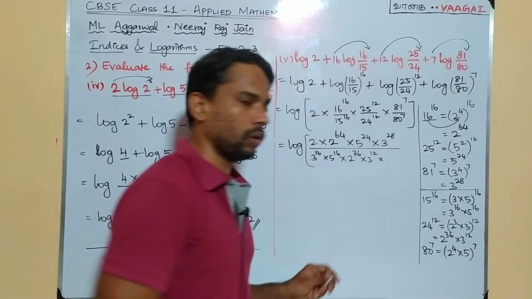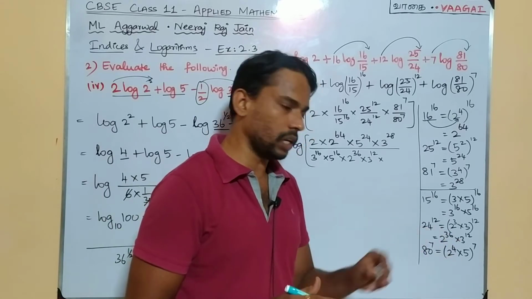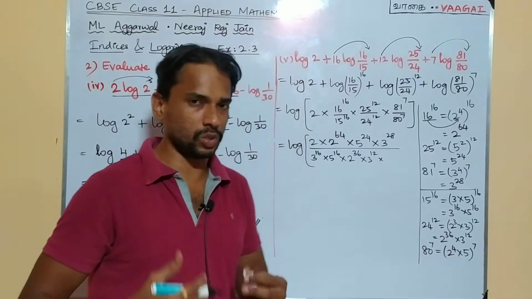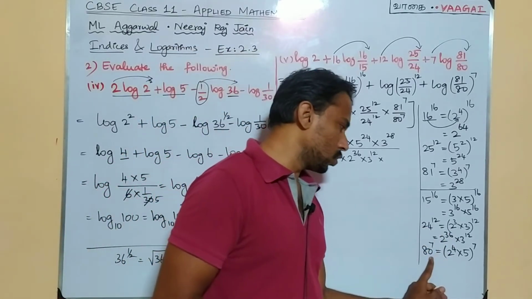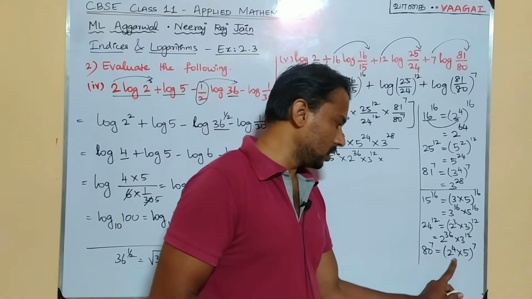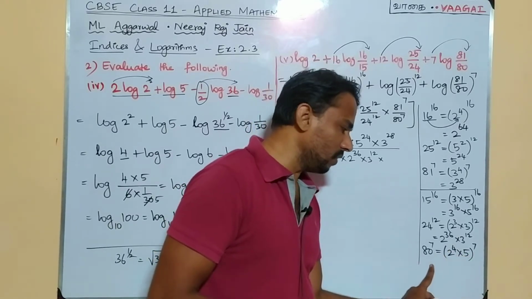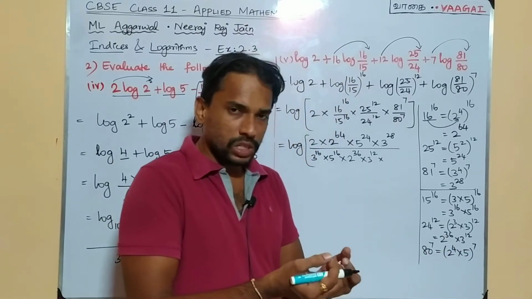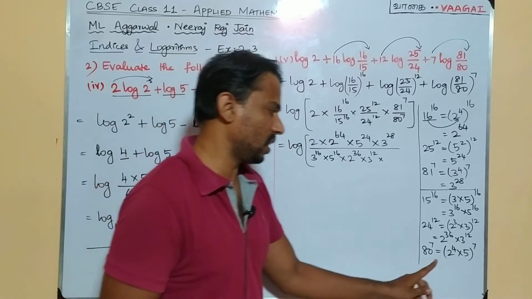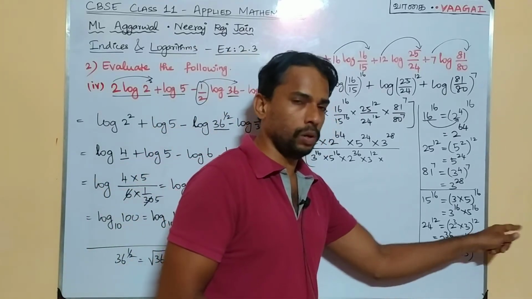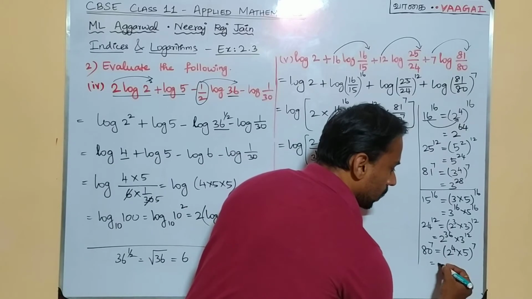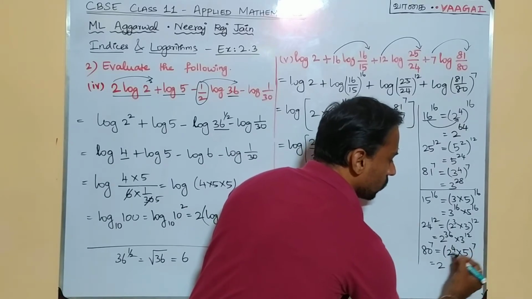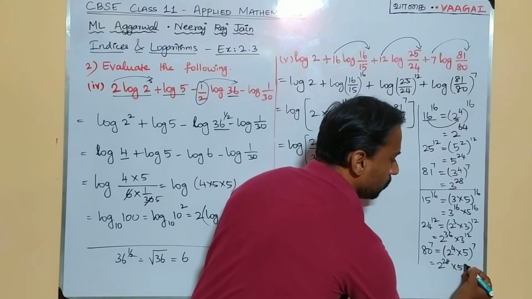Be careful in understanding that. That's the reason I'm doing the calculations, the steps, very slowly. So 80 can be written as 2 power 4 into 5, because this is 16 into 5. 16 5s will be 80. I'm decomposing with smaller numbers, small prime numbers. That's why. So 2 power 4 into 5, the whole power 7. So this will in turn become 2 power, this is 4 7s are 28, into 5 power 7 itself.